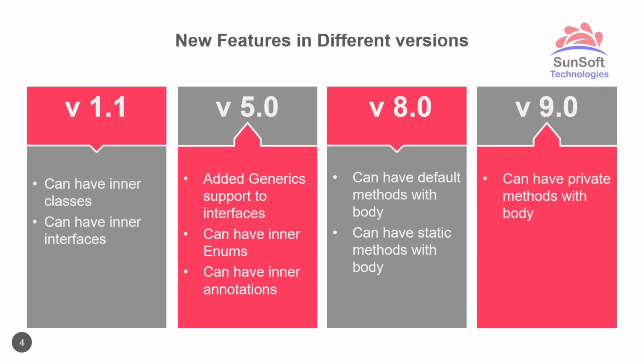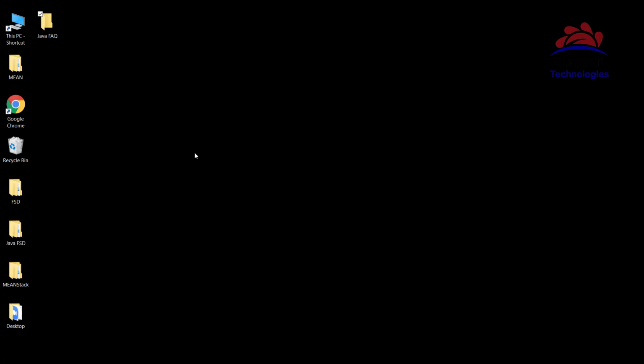And then in version 9, you can declare a method as private and provide the body for it. Hence, we can say in version 9 we can have private methods with a body. Now let's see the practical on all of these points.